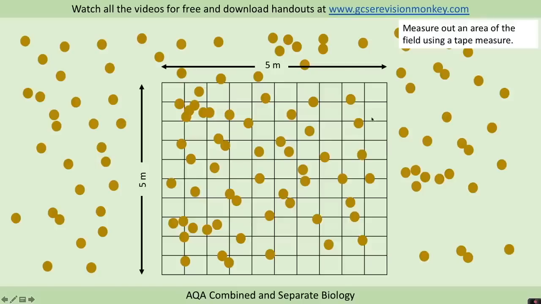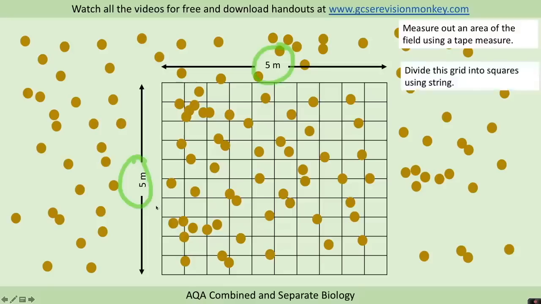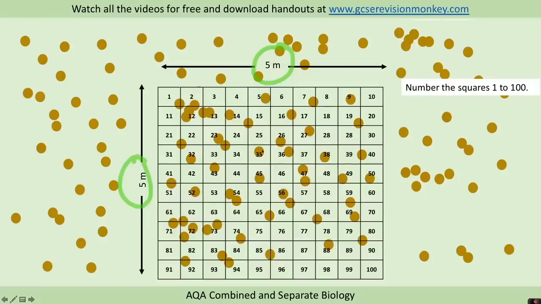So as we said, we can't count the number of daisies in the whole 200 metre by 100 metre field, so instead we measure out an area of the field using a tape measure. So here I've got a 5 metre by 5 metre area, for example. We then divide this grid up into squares using string and number those squares 1 to 100. So our grid might look something like this.